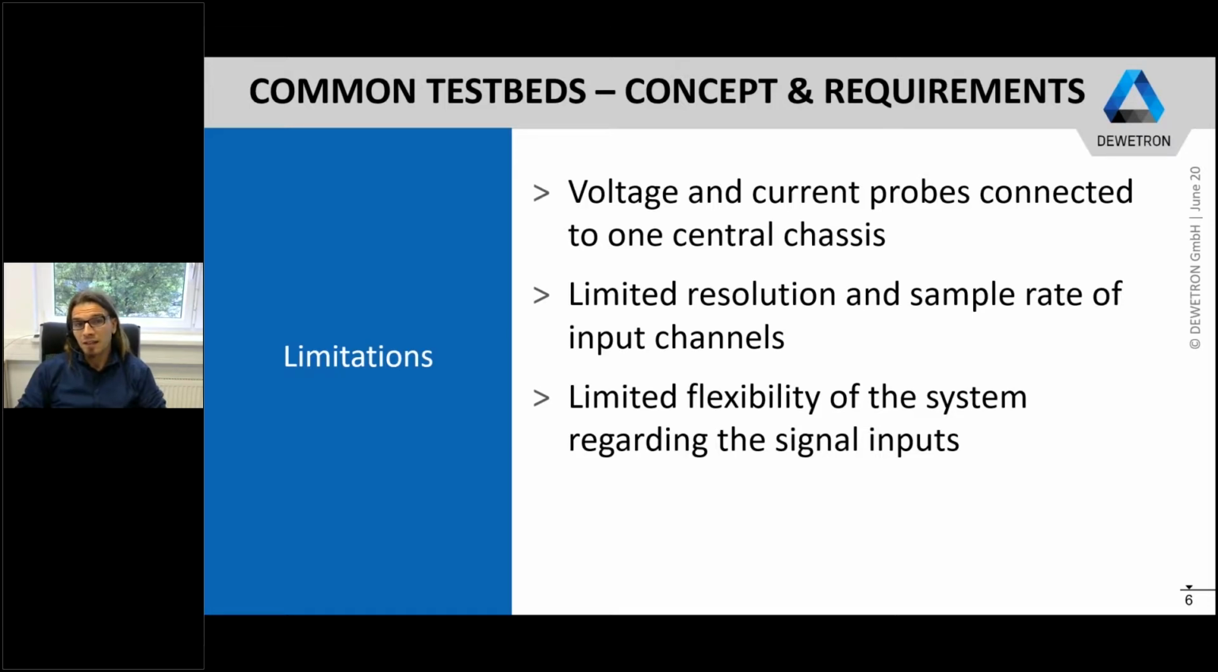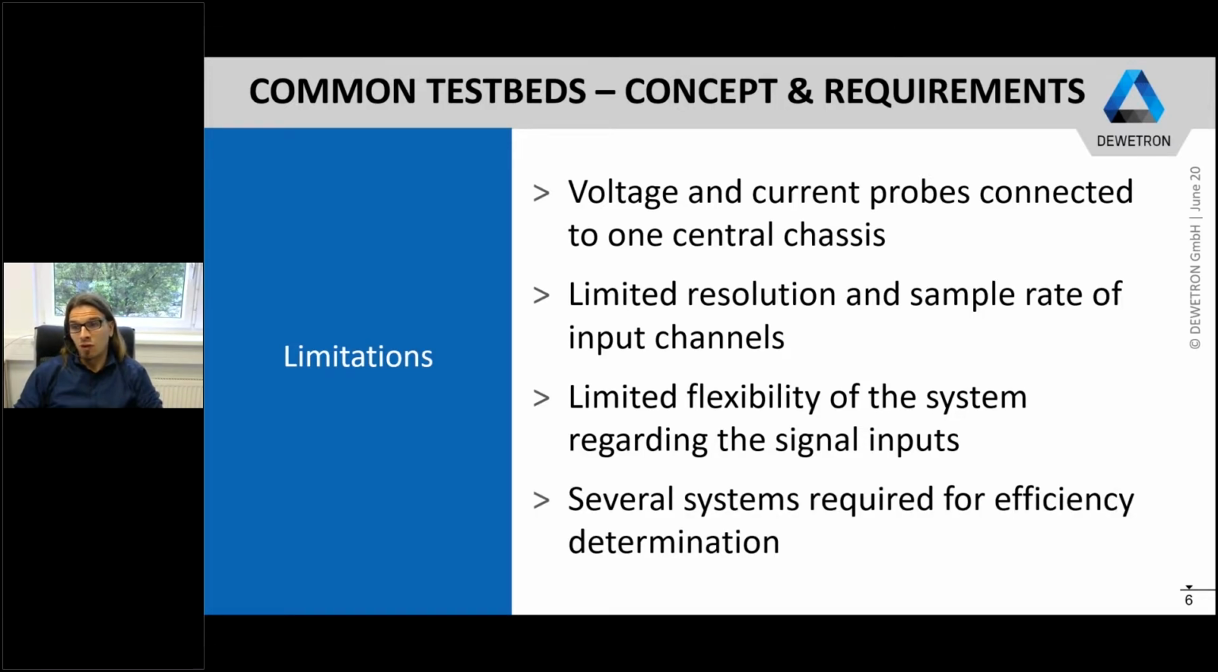The flexibility of the measurement device regarding different types of input signals is also pretty limited. Normally, a power analyzer or a measurement device for testing electric powertrains can acquire voltage and current signals, and that's it. And normally also the number of input channels is pretty limited. So if you want to determine the efficiency in the electrical or in the mechanical domain of a powertrain, it is very often the case that you need several measurement devices for determining the efficiency.